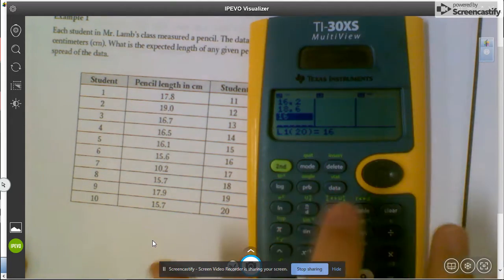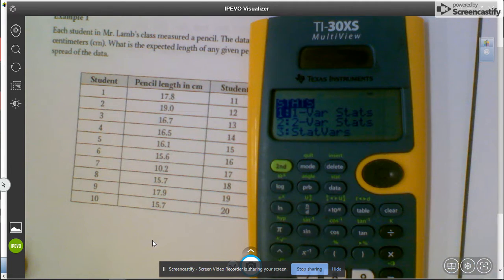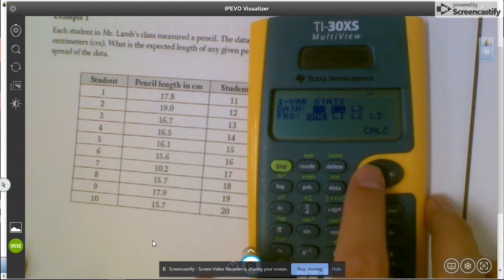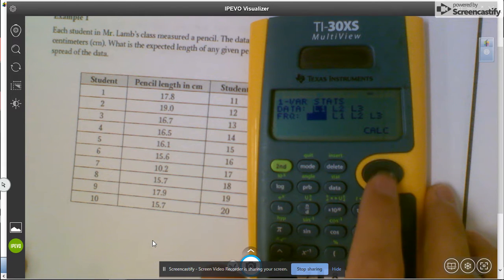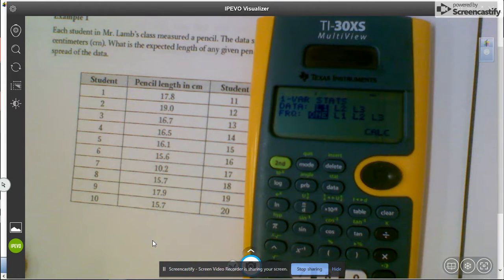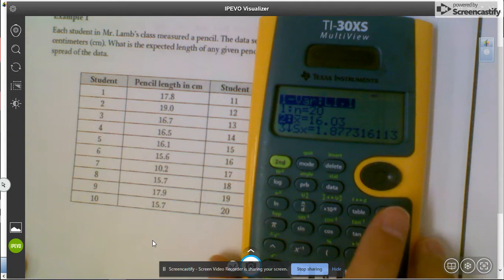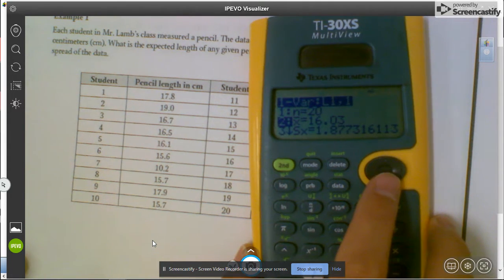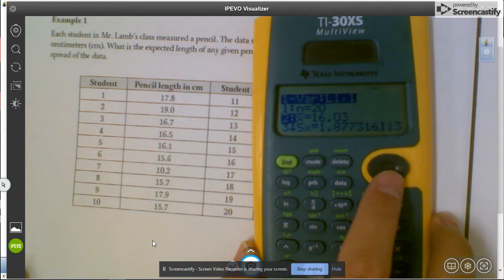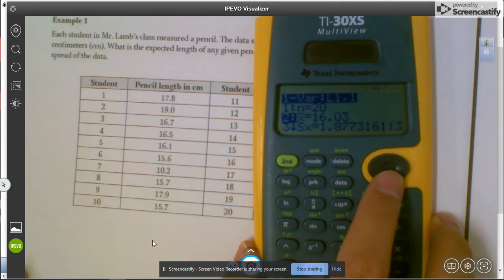Second, data, one variable stats. We'll get to two variable, don't worry, but we're not there yet. I plugged everything into L1 and then hit calc, and it gives me a list of numbers. Okay, so my mean is 16.03. If there is an outlier, then this number is not going to be your best representation. If there's not an outlier, then this probably is your best representation. So how do we find the outliers?